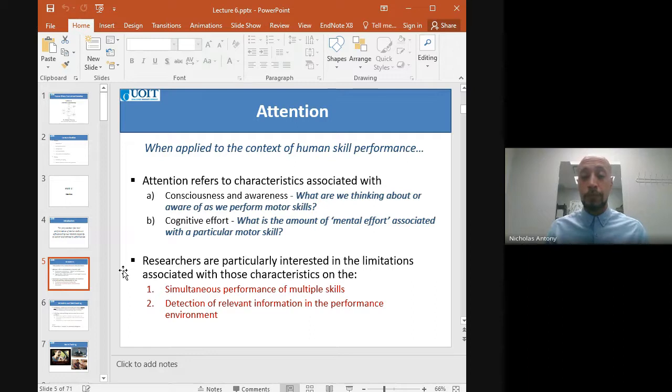The term attention is also used as a way to describe the amount of effort required for someone to perform a skill. Because when we're talking about attention as a limiting capacity in our ability to perform motor skills, we're talking about an observation that as we try to do multiple things at once, there tends to be a problem in completing all of those tasks.